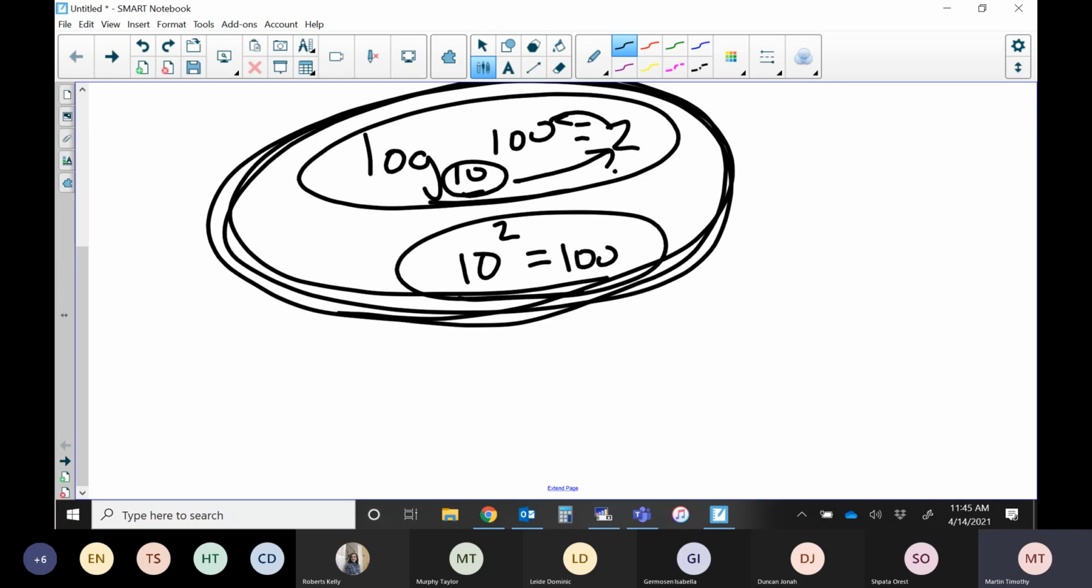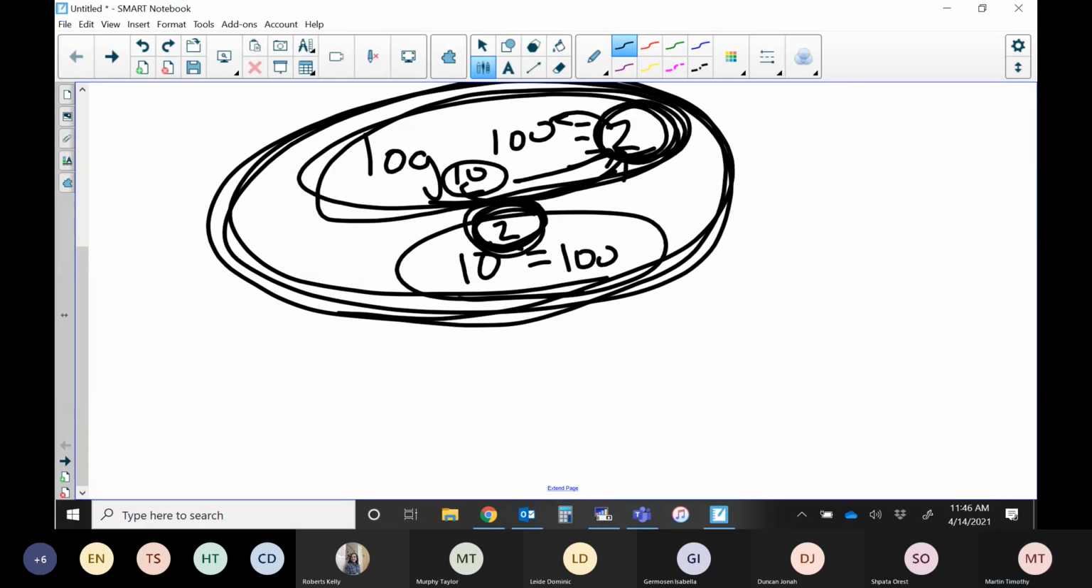It allows me to change the form that it's in so that when I have an unknown in an exponent, it's no longer an exponent over here. It's just a regular number, which means I can actually get to it. When the variable is up in the exponent, I can't get to it. So it allows me to pull it down. It's an operation. Does that help, Boris? Yes.